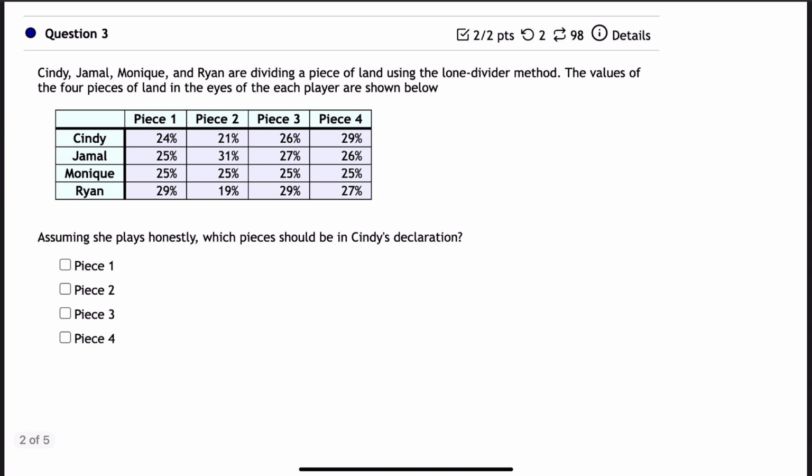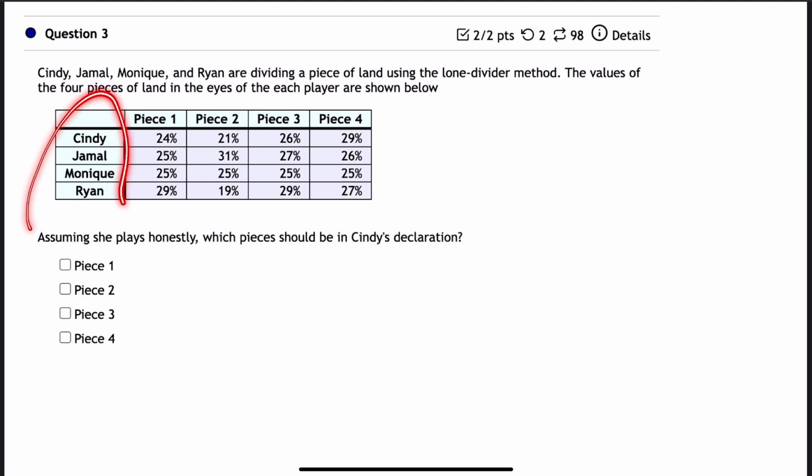For this one, I'm going to come back to number 2. Number 3, I think, will help with number 2 a little bit as far as explanation. So we have Cindy, Jamal, Monique, and Ryan, and they are dividing up a piece of land using the lone divider method. The lone divider method means that we're taking one person of these 4 people, one person divides it into 4 pieces, and then everyone else looks at the pieces that they divided it up into and decides how much they value each piece.